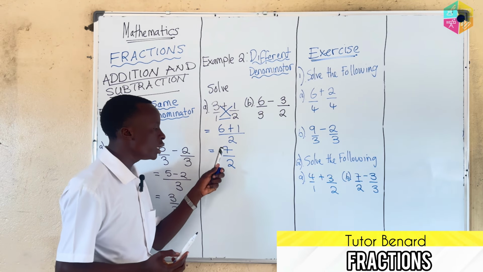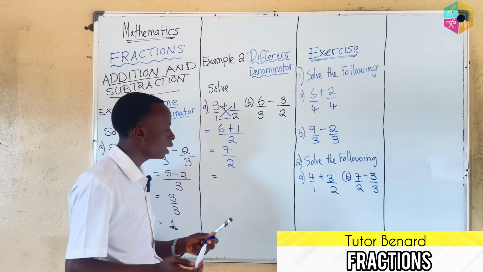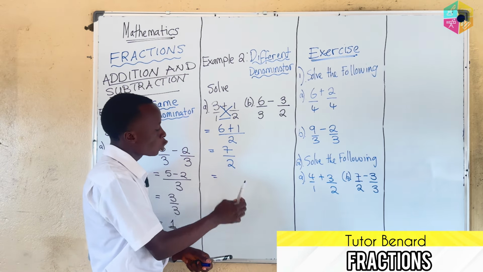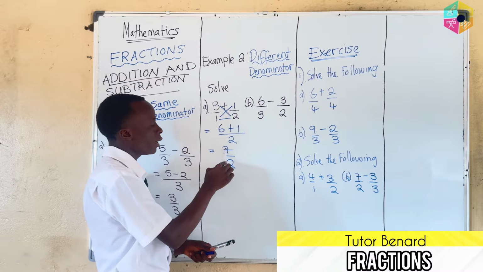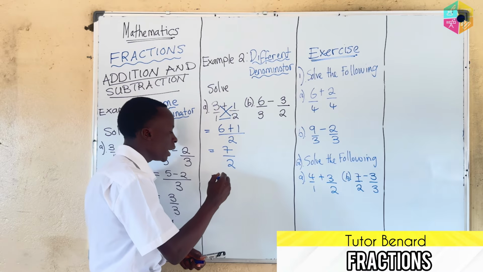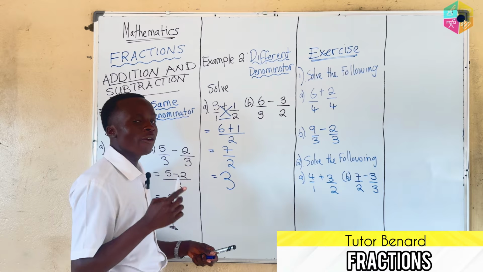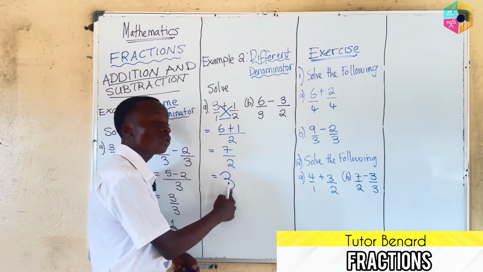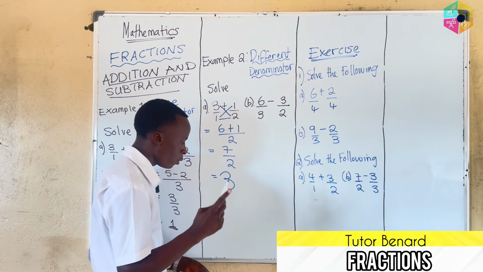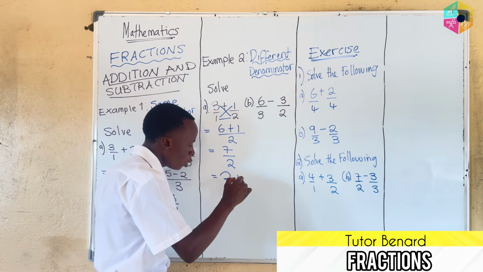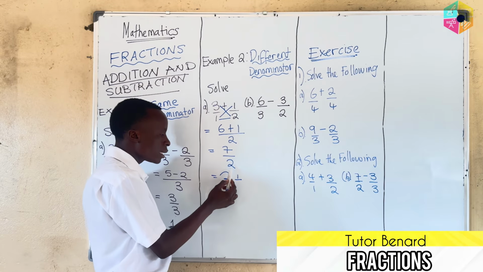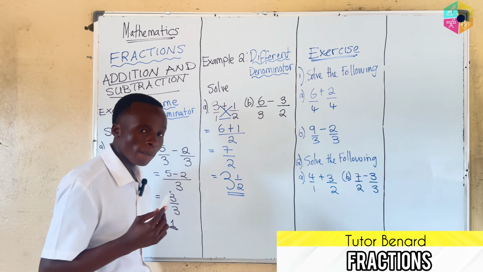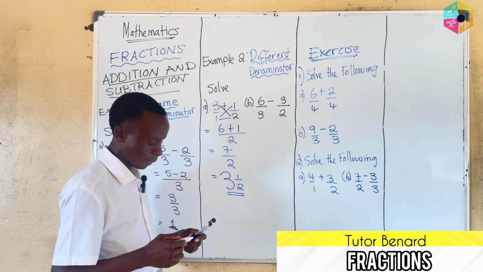So how do we change this improper fraction into a mixed fraction? We just divide this 7 by the 2, which is here. How many times does 2 go into 7? 2 into 7 goes 3 times, which is 6, remainder 1. That remainder will be your numerator, over the same denominator, which is 2, as your answer.